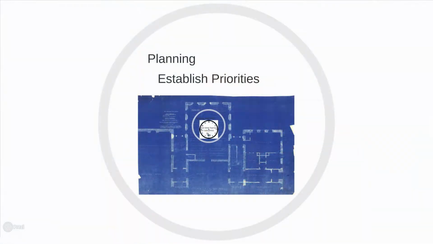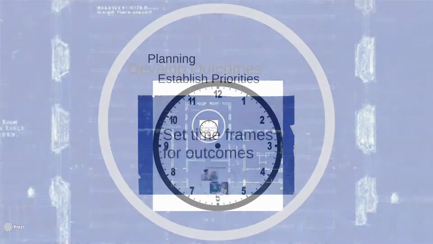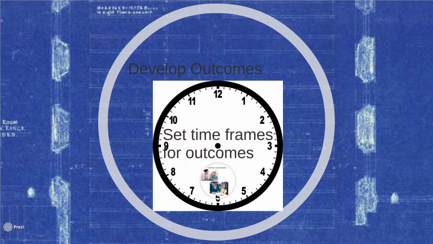So now you've got your goals. Now you know what's going on. You've assessed your patient. You've planned out your diagnosis. You know where you want to go to. Now you need to plan on how you're going to get there. So first thing you have to do is establish your priorities. What's the most important thing? You need to develop your outcomes. Set time frames for them.